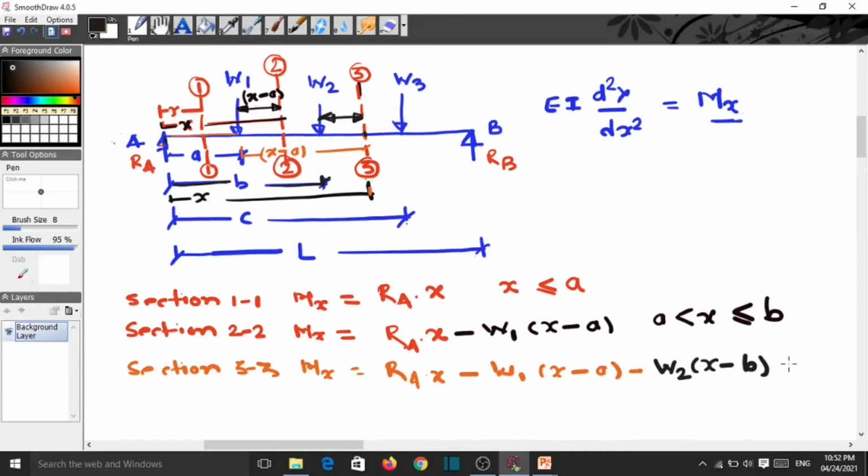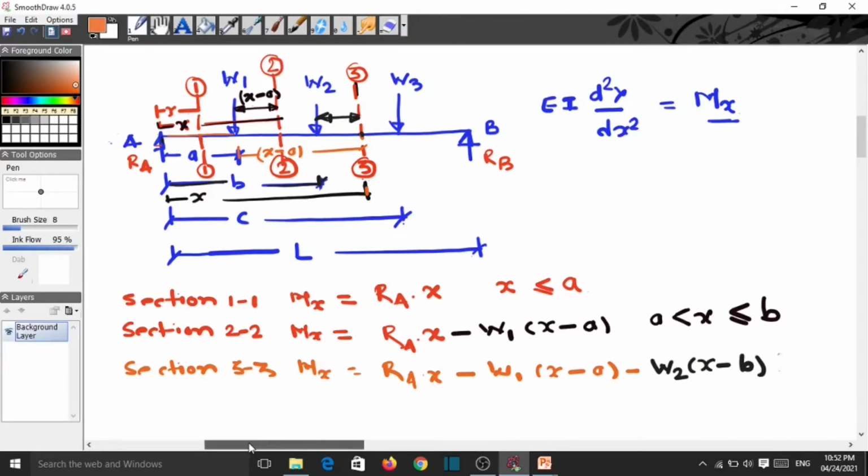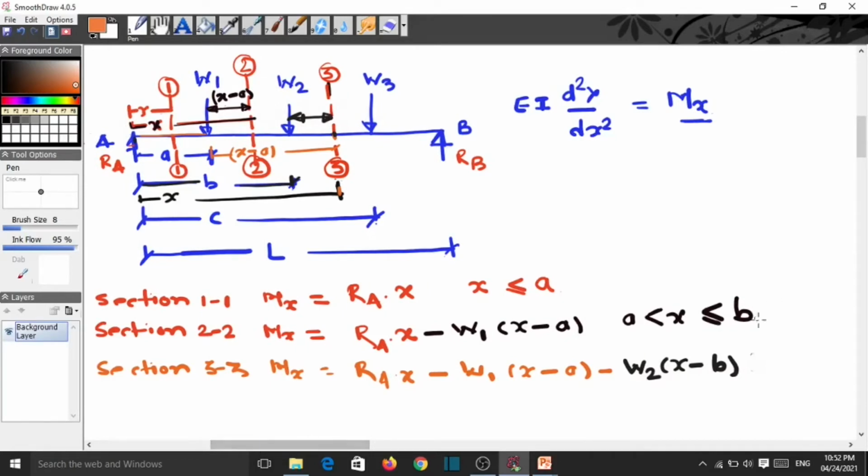And this is valid for B less than X, that is X is greater than B and less than or equal to C. Then make a section number 3 here.